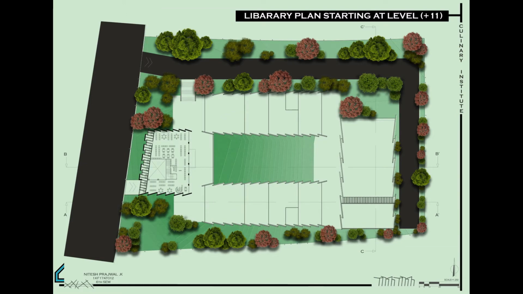In the admin block, there are a principal office and meeting rooms provided. Library plan starts at level +11, where library and admin are placed in the same block. The library is placed at the top of the admin block. The library has a capacity of 300 students. The seatings are provided inside the building, and also some of them are provided outside as open seating. As we enter the library, the office is kept towards the left, and there is a mezzanine flooring in the library also, where a circular staircase leads to it.